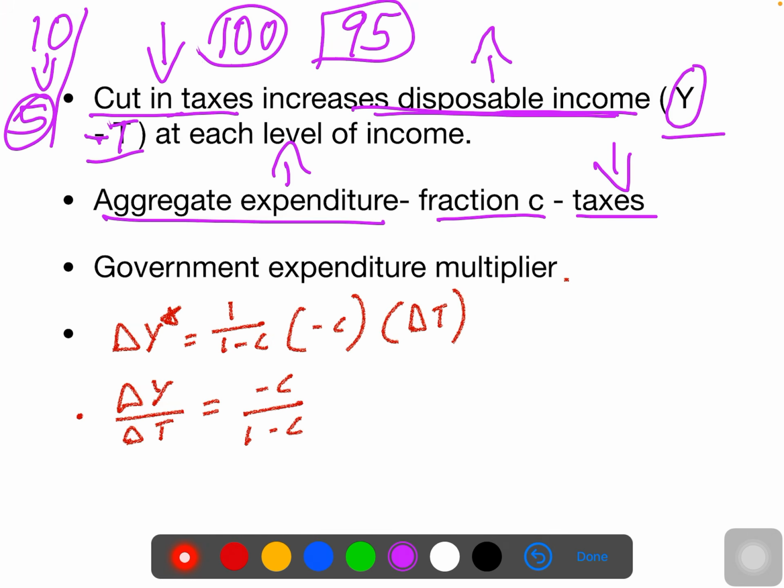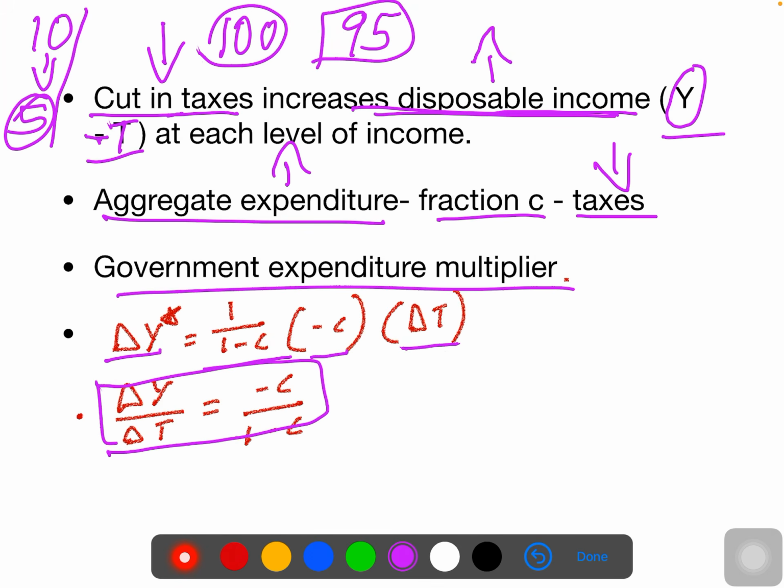To analyze this, let's go with the formulas, like the government expenditure multiplier. To find that, we have a formula: change in Y is equal to 1 by 1 minus C, times change in T. When tax decreases, induced consumption increases, and 1 by 1 minus C explains the multiplier. That can be considered as the tax multiplier. The tax multiplier: change in Y divided by change in T is equal to minus C divided by 1 minus C. This is the formula to use for the tax multiplier.